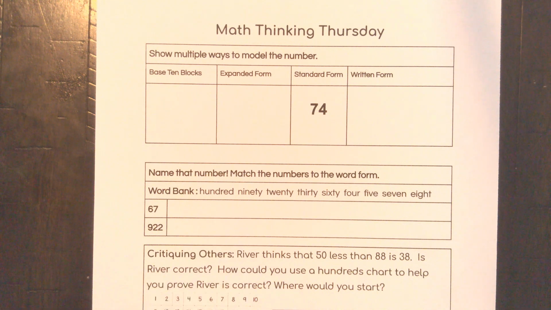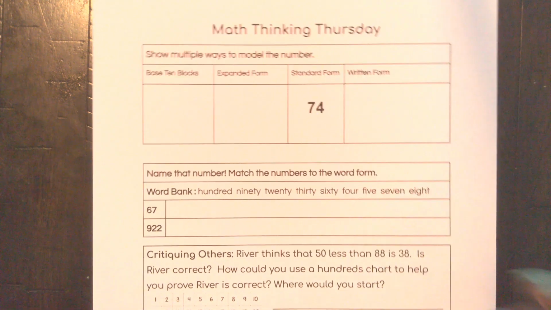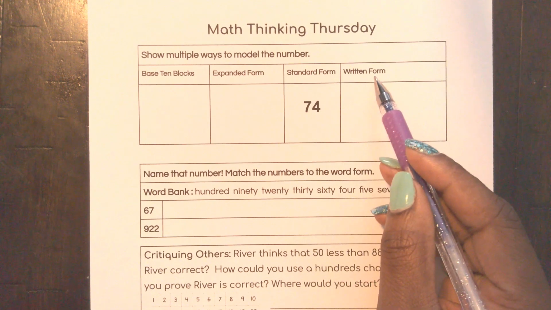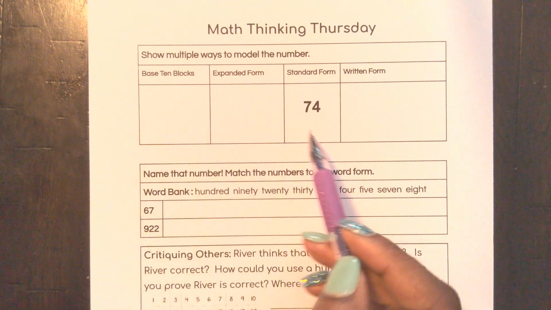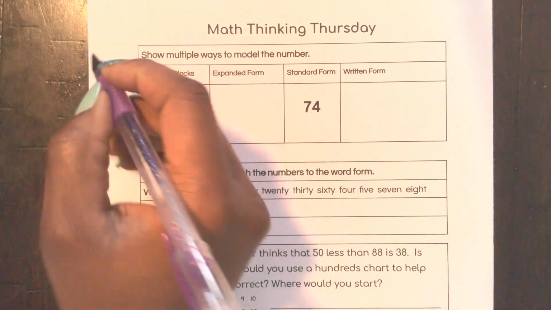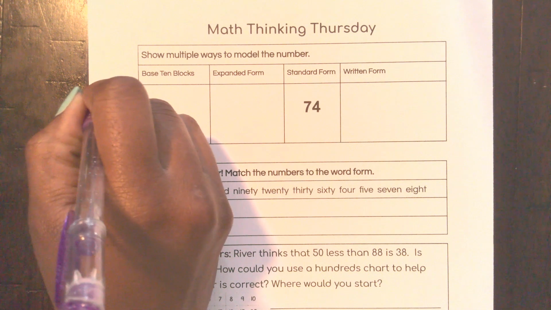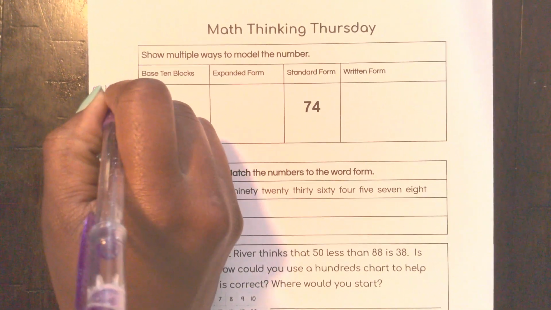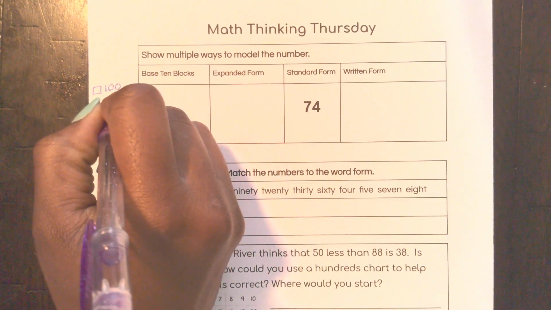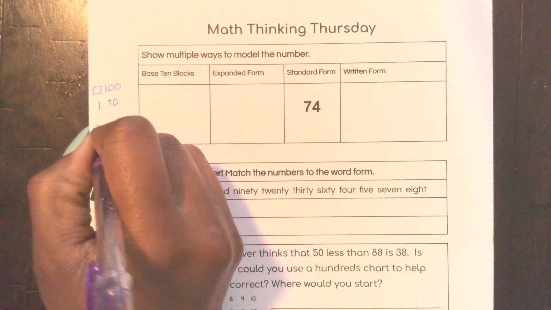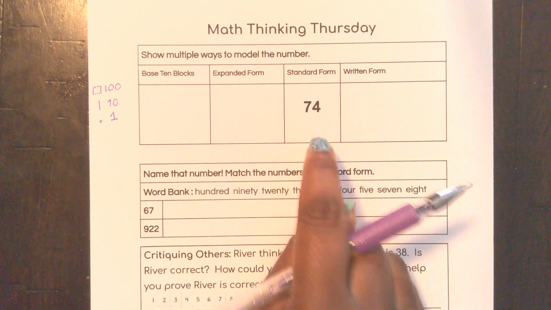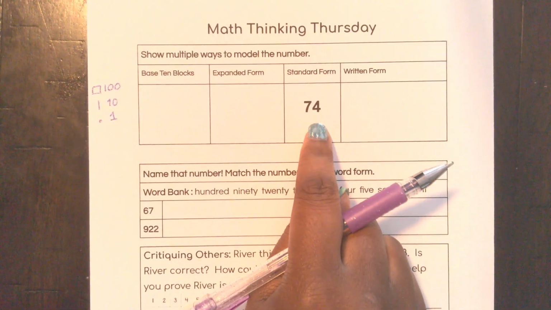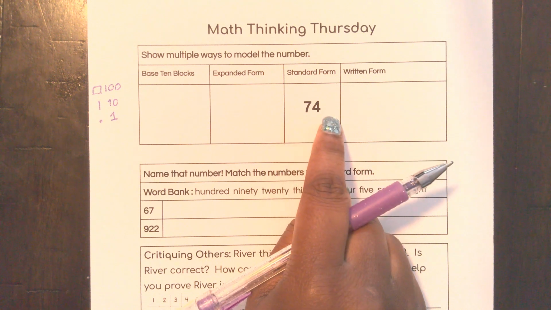So let's get started. We have the number 74. And we want to change this number to written form, expanded form, and use base 10 blocks to show this number. So base 10 blocks, we have this symbol that means 100. We have this symbol, which means a 10. And we have this symbol, which means a 1. Now we don't have 100 in this number, but we do have 10s and we have 1s.